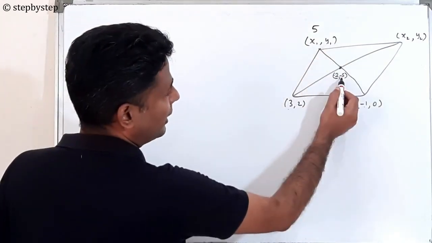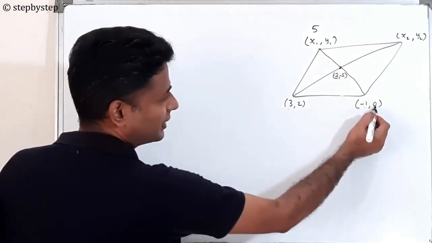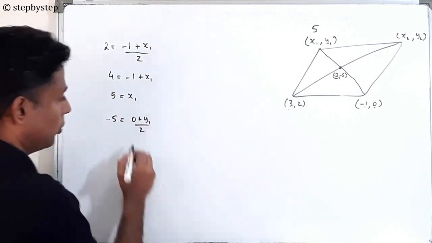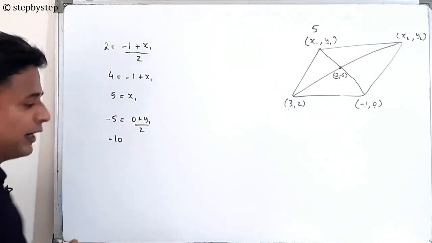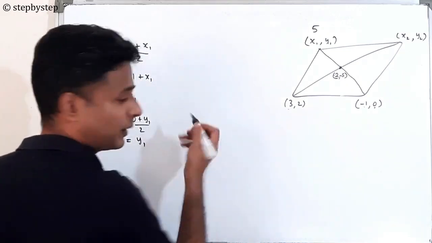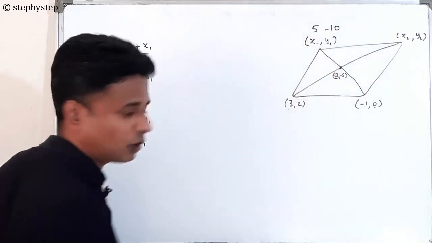Similarly, to find the y coordinate, what is the y coordinate of the midpoint? Minus 5, which is equal to (0 plus y1) by 2. So when I transpose, I get minus 5 into 2, that is minus 10, equal to y1. So y1 equal to minus 10. So we have found this coordinate.